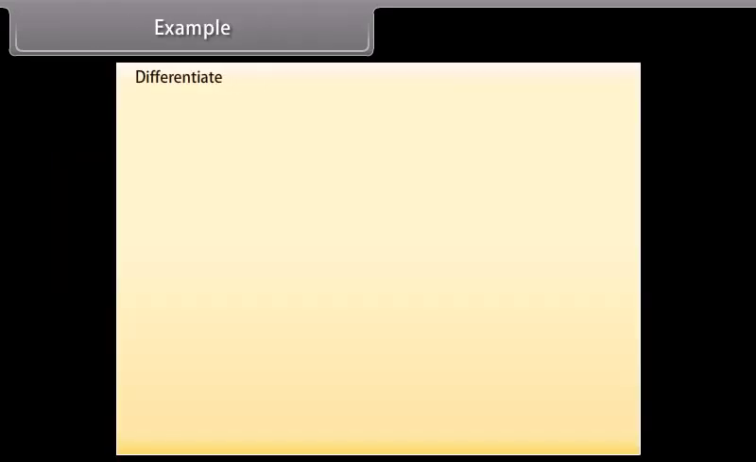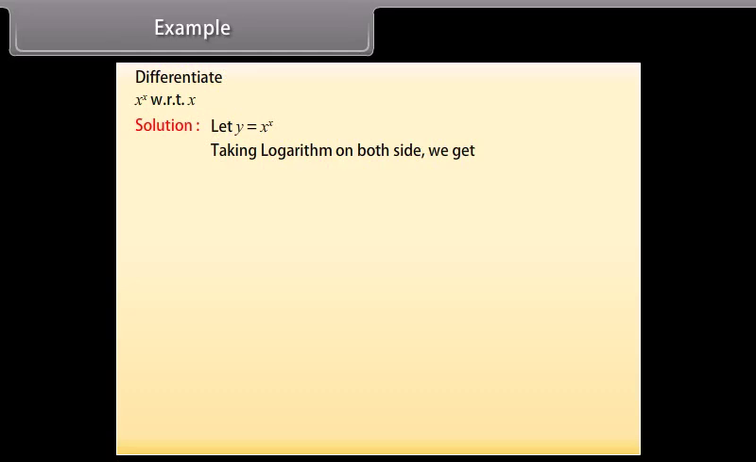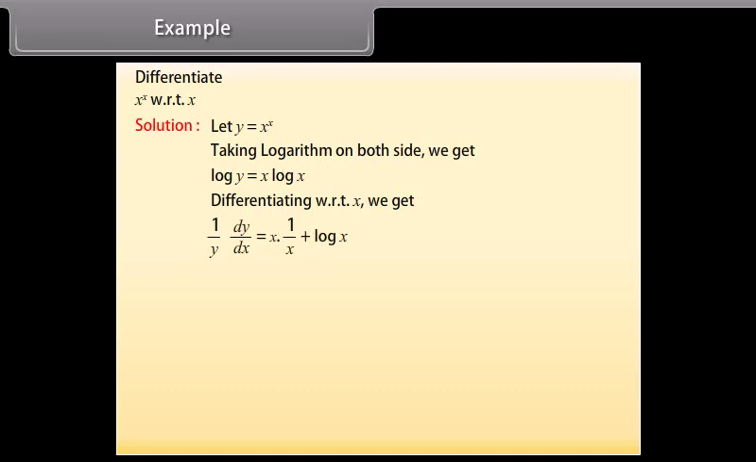Example. Differentiate x raised to the power x with respect to x. Solution. Let y is equal to x raised to the power x. Taking logarithm on both sides, we get log y is equal to x into log x. Differentiating with respect to x, we get 1 by y into dy by dx is equal to x into 1 by x plus log x, which is equal to 1 plus log x. So dy by dx is equal to y into (1 plus log x).